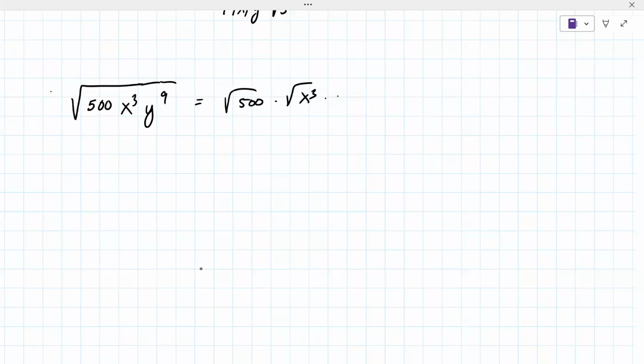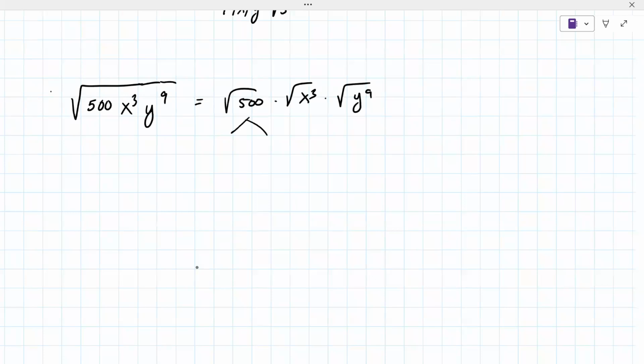So let's say it's the square root of 500 x cubed y to the ninth. It's really like three separate problems: the square root of 500 times the square root of x cubed times the square root of y to the ninth. So 500 here.